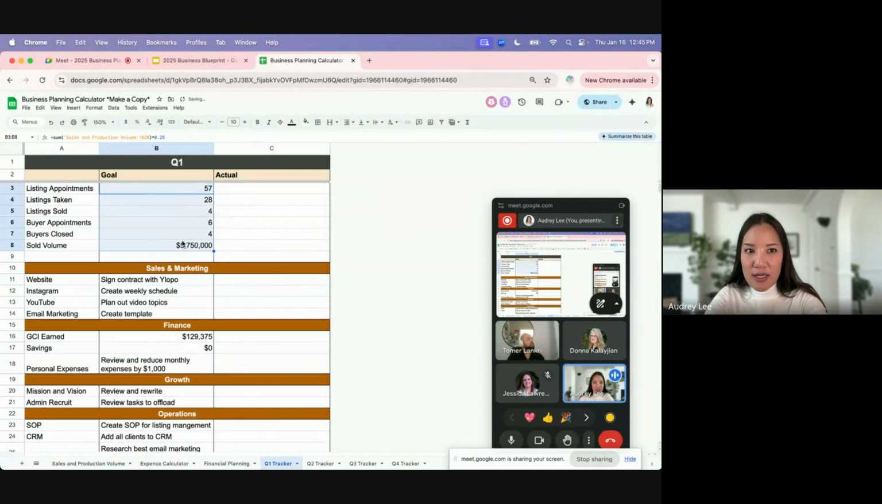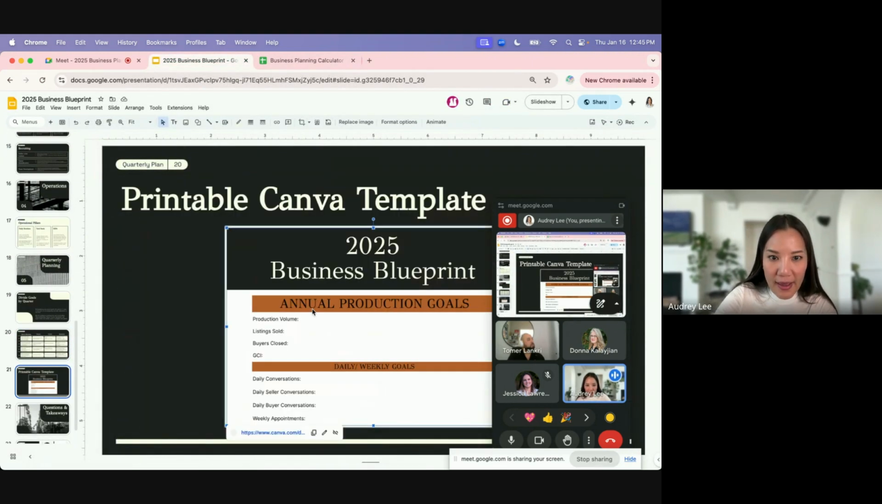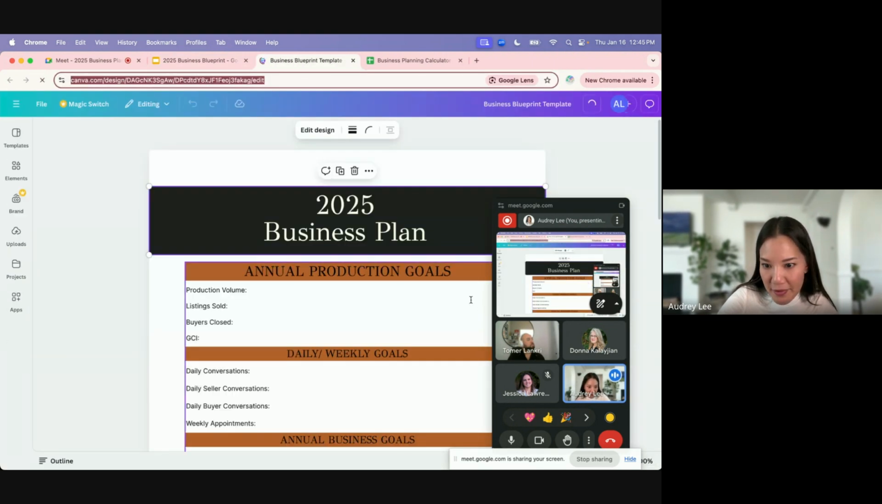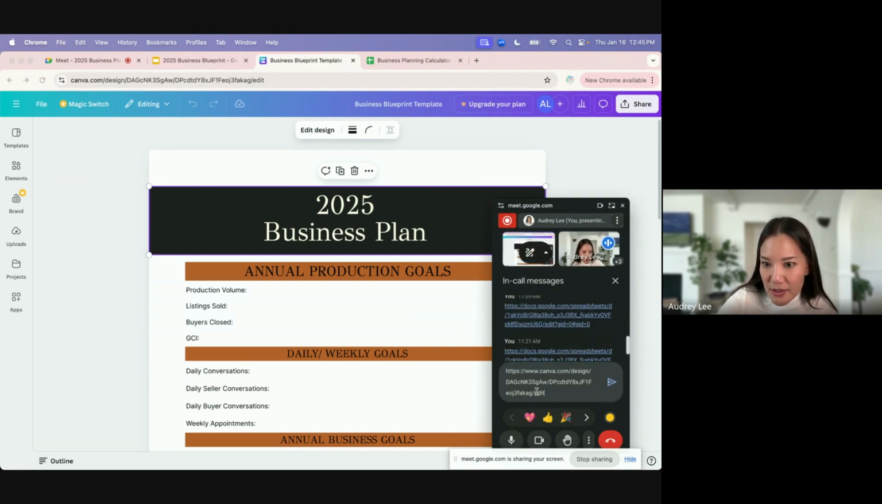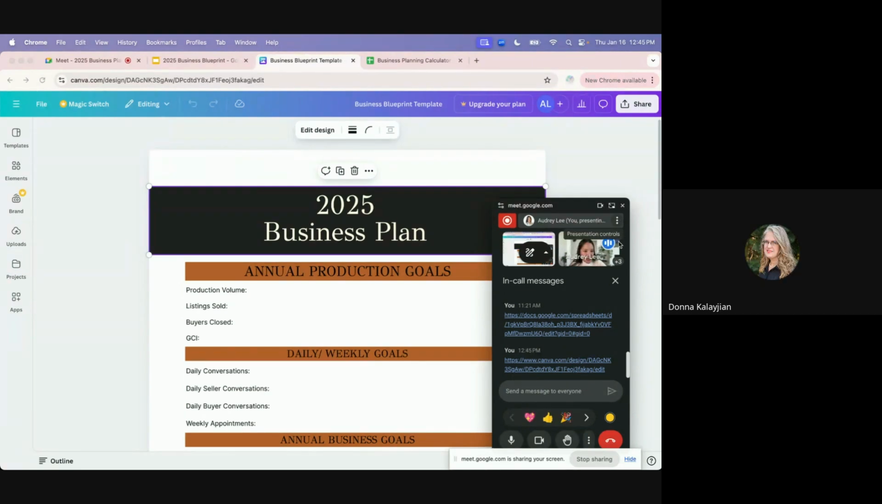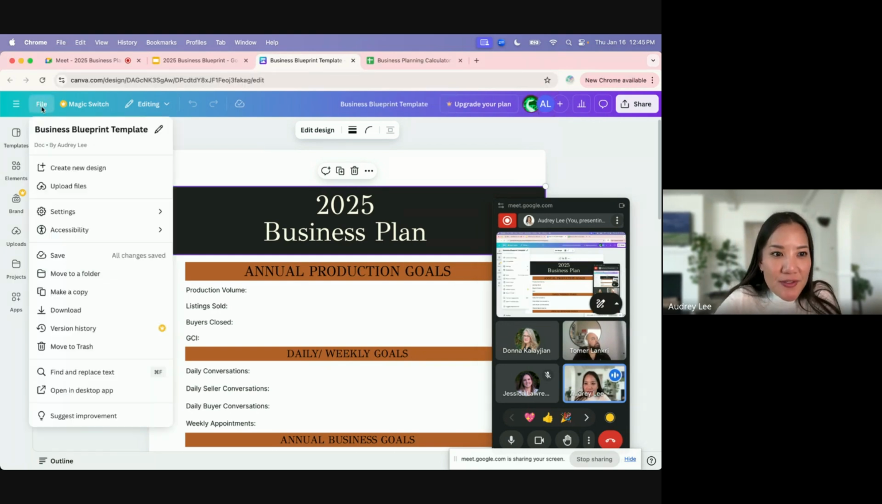I would just use this sheet as a calculator, but what I've got for you as well is a Canva template. So same thing, guys, you can just make a copy of this. I'm just going to put it into the chat. Let me know if you guys got that. That's the Canva? Yeah, the Canva. So you should be able to open it, and then if you go to File, you should be able to make a copy.